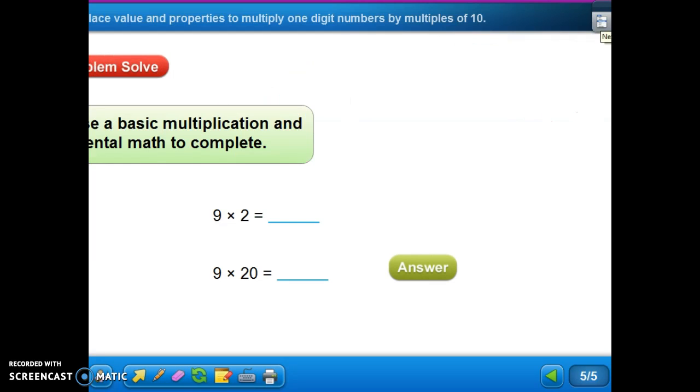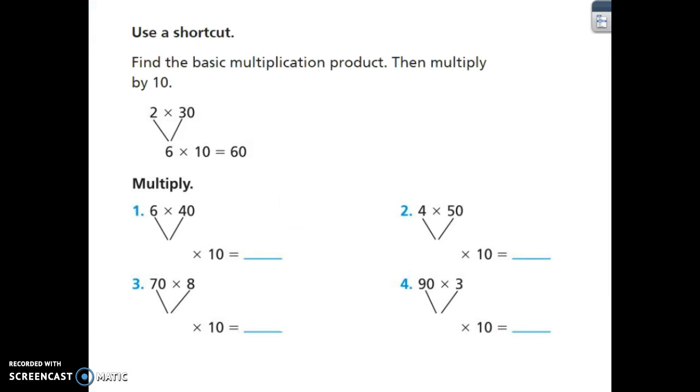Okay? It says use basic multiplication and mental math to complete. So if I know that 9 times 2 is 18, then I know if I'm adding a 0, I'm still going to have 18, but I just have to add this 0 to the end of my number. So I have 180. Okay? Those will get really simple.